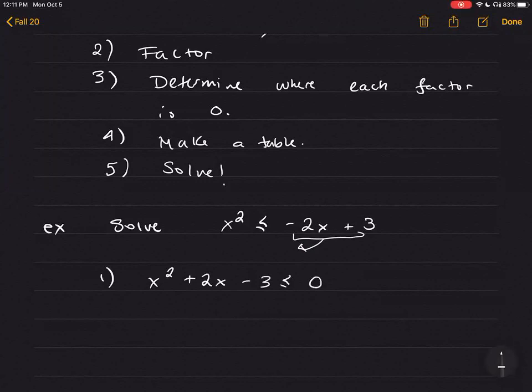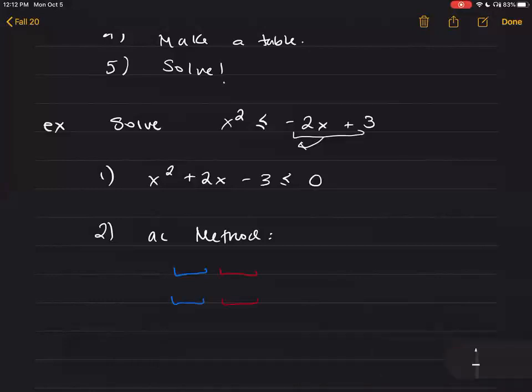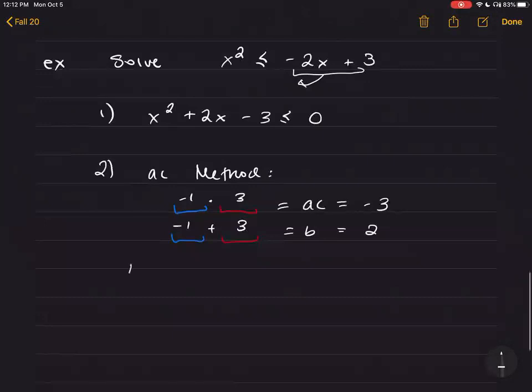Cool. All right. The second step says we need to factor. So I'm going to use the AC method. I want something times something equals AC, which in this case is going to be -3, and something plus something equals B, which in this case is going to be 2. And if you stop and think about it for just a little bit, you might find that you can do -1 and 3. So then our factoring becomes x minus 1, x plus 3, because A was just 1. And we know that this is less than or equal to 0.